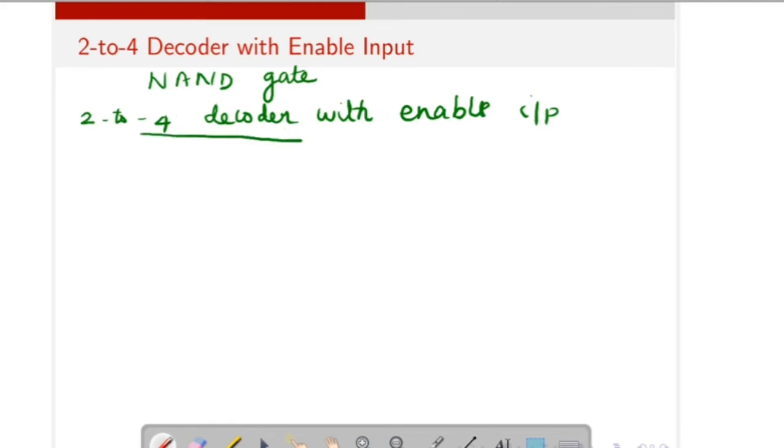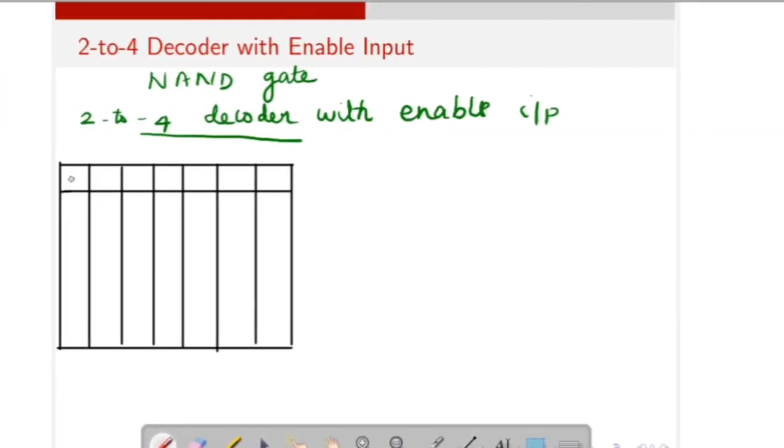So the truth table is, this is the truth table. The truth table has 3 inputs, the enable input and 2 inputs, then 4 outputs. The outputs are represented as D0, D1, D2, D3. So E, A, B are the inputs and D0, D1, D2, D3 are the outputs. When the enable input is equal to 1, we don't consider the AB input. Whatever the AB input, all outputs are 1.